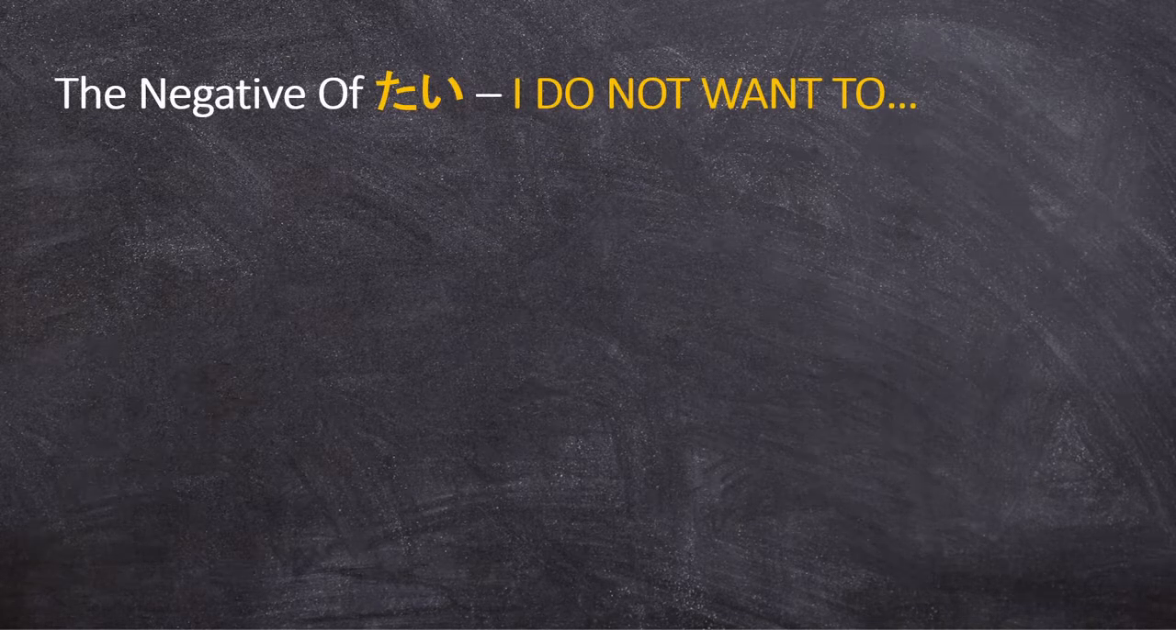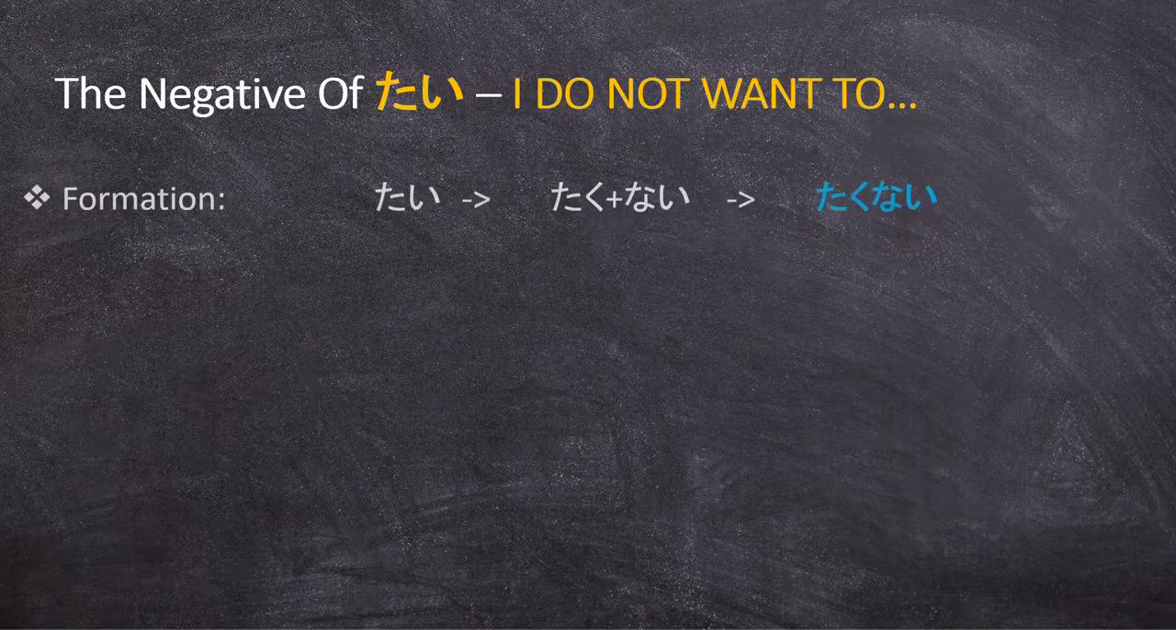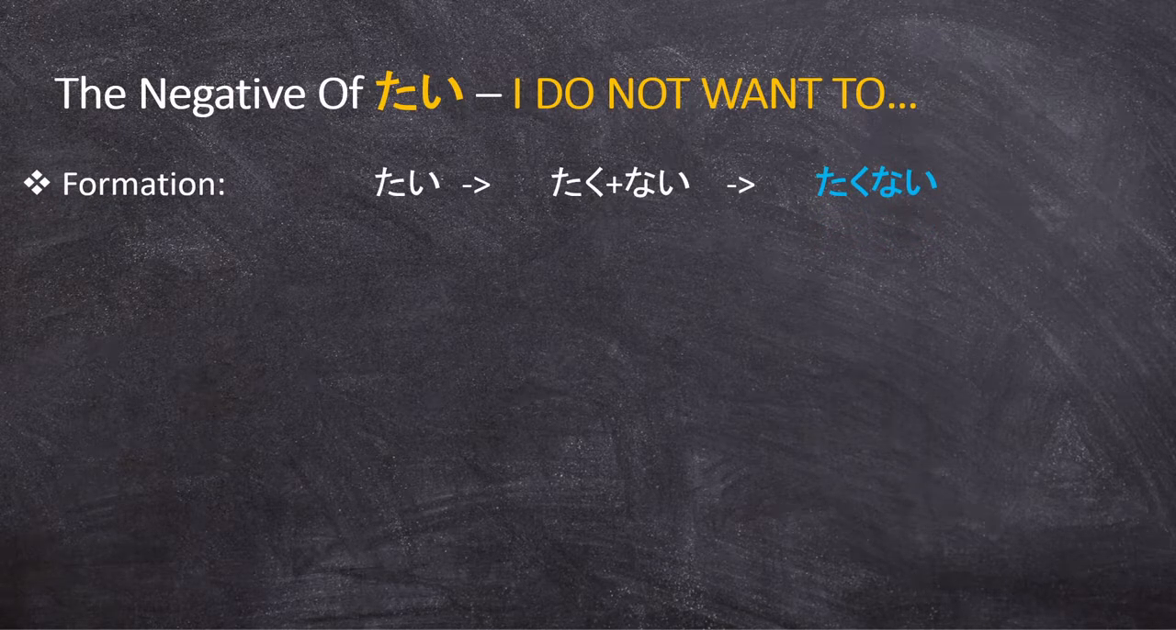Now let's see the negative of tai, or in other words, I do not want to do something. Let's see how we can express that. The first thing is, of course, to see the formation process. Here, tai is the one that is getting changed. So first it drops the i, then it gets ku, and right after that, nai is attached, so it becomes takunai.